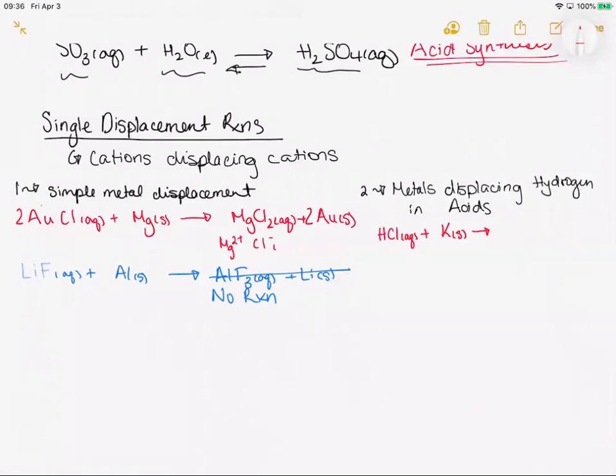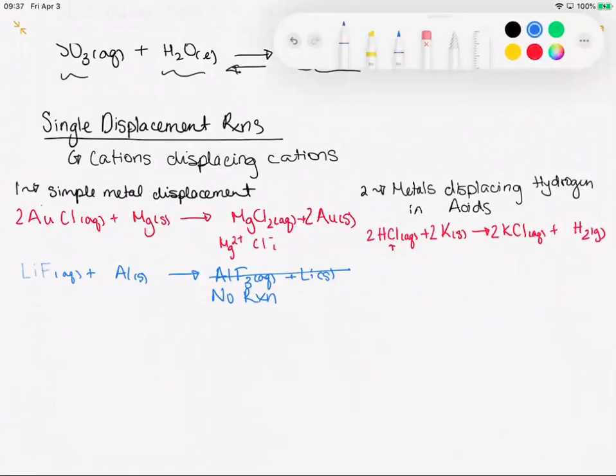Because it kicks out hydrogen, it's going to react with chlorine. Potassium is +1, chlorine is -1, so we have potassium chloride aqueous, plus hydrogen, which always comes in pairs. They're diatomic, so we have hydrogen gas. We have to balance it out. This is what a displacement reaction that displaces hydrogen from acids looks like.